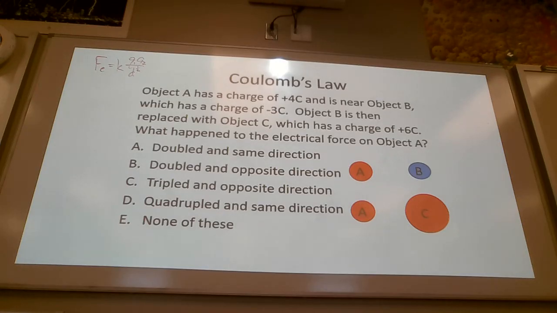Correct answer is? C. I got 1 vote for C. B. I got some votes for D's and some votes for B's.